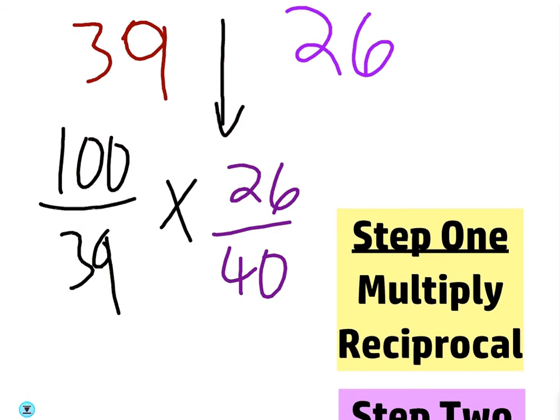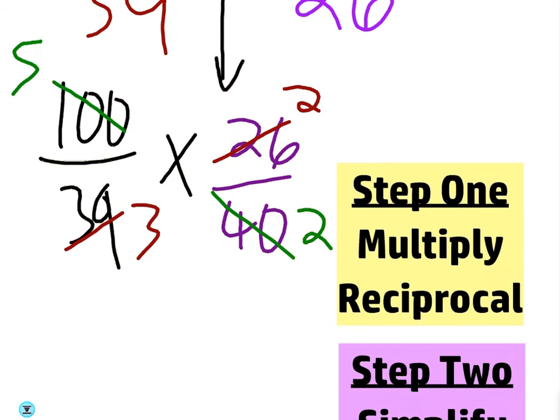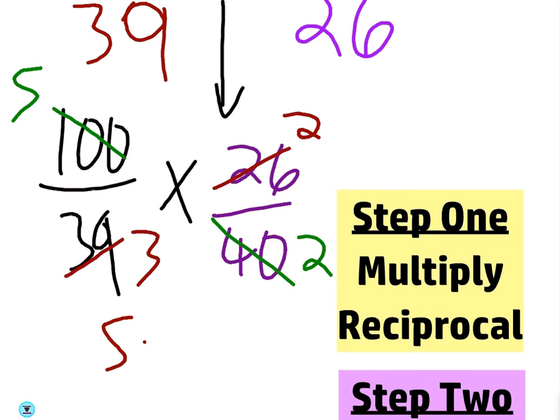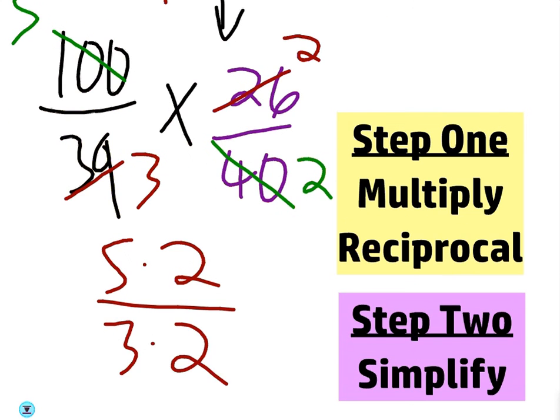So we can cross, we'll call it cross reduce. If we cross reduce 100 and 40, what's the biggest number that goes into both of those? 20. So 100 over 20 is 5, and 40 over 20 is 2. How about 26 and 39? 13. 26 over 13 is 2, and then we have a 3 here. So certainly this is a lot simpler than trying to multiply straight across. On the top we're going to have a 5 times a 2, and on the bottom a 3 times a 2.